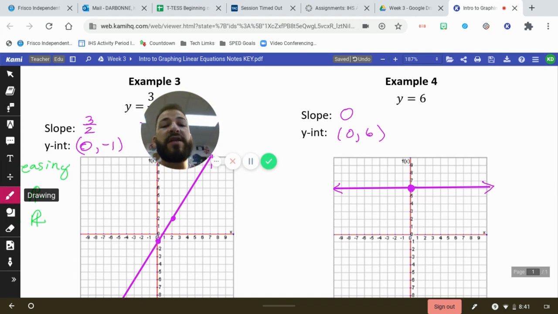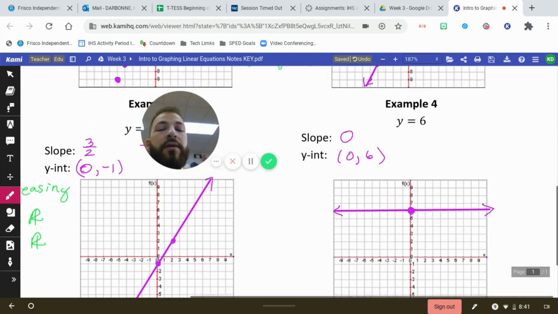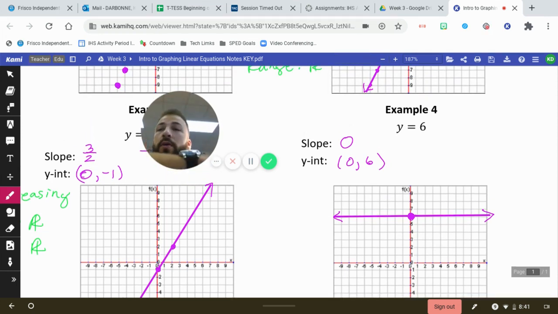So let's talk about those key features. We have our slope, we have our y-intercept. We don't even go through the x-axis, so we don't have an x-intercept to worry about. Increasing or decreasing? Well, if the slope is 0, then I'm never going up or down. So we would say neither, or you could say it's just constant.